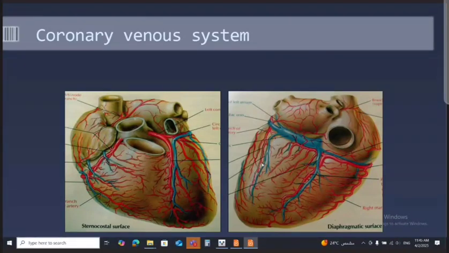This is a lateral coronary vein, and its importance is that sometimes pacemaker wires are inserted in this vein, the lateral coronary vein.